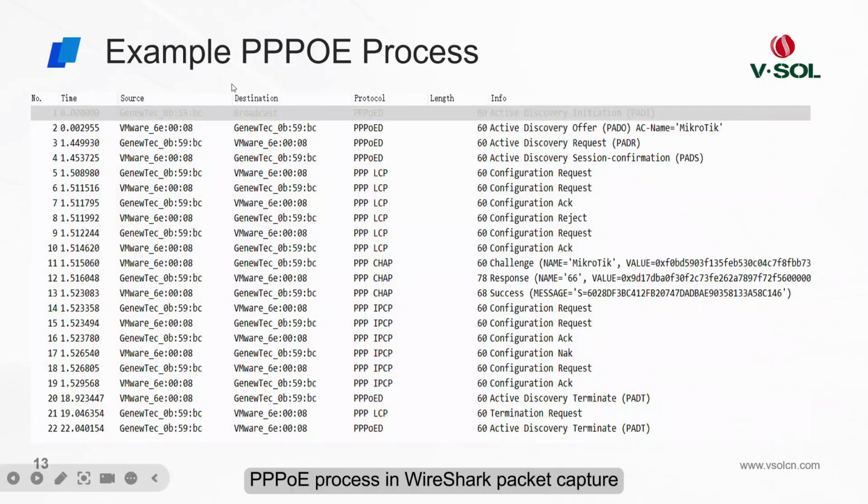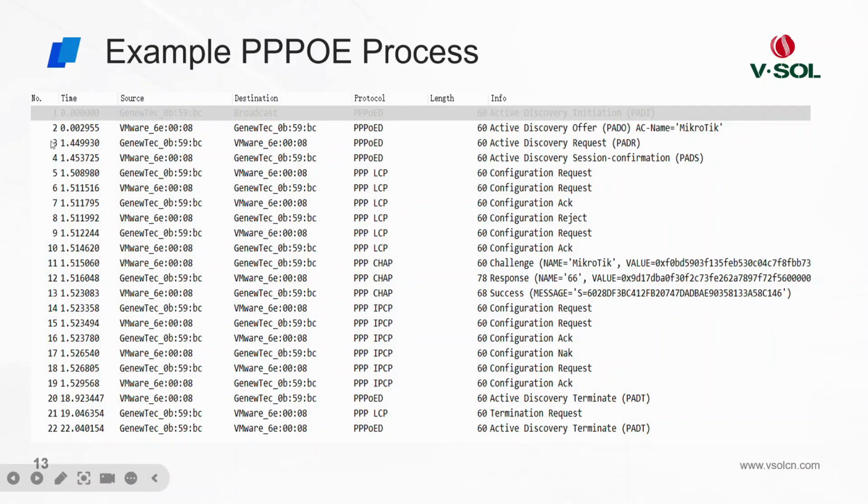Following is the PPPoE process in Wireshark packet capture. 1 to 4 is the discovery phase. 5 to 19 is the session phase. 20 to 22 is the session termination phase.